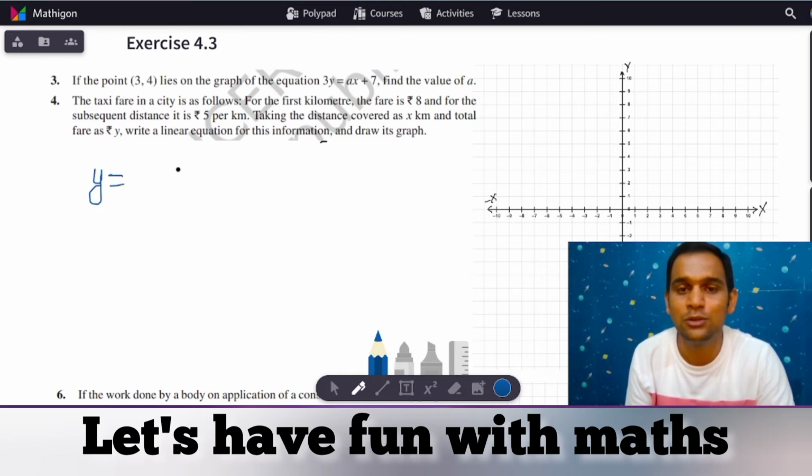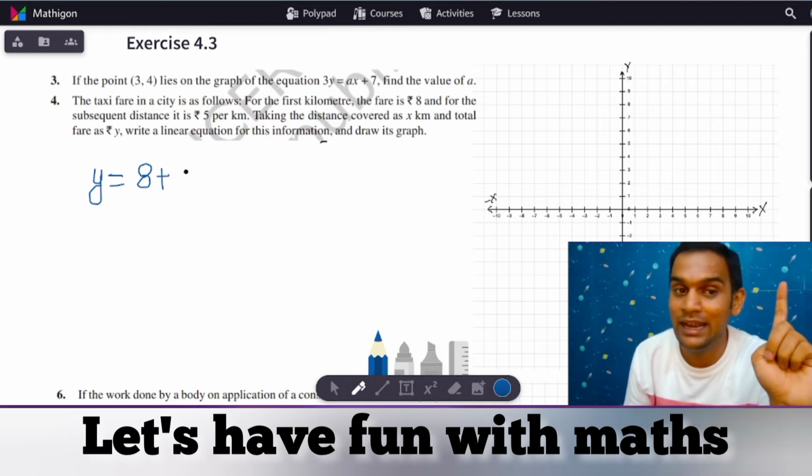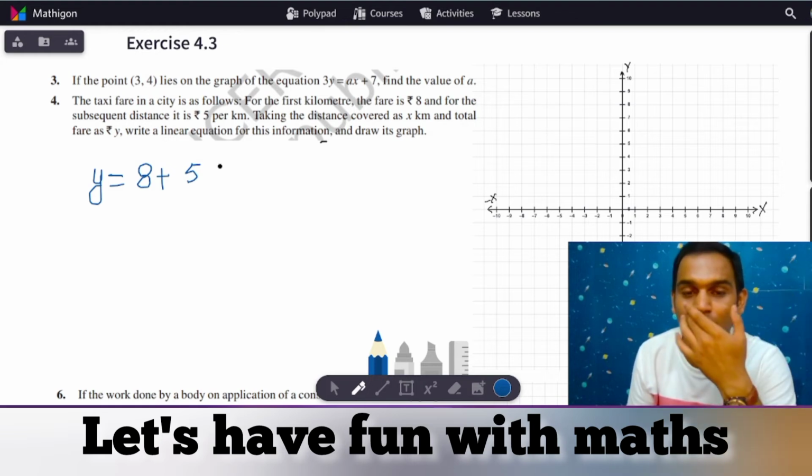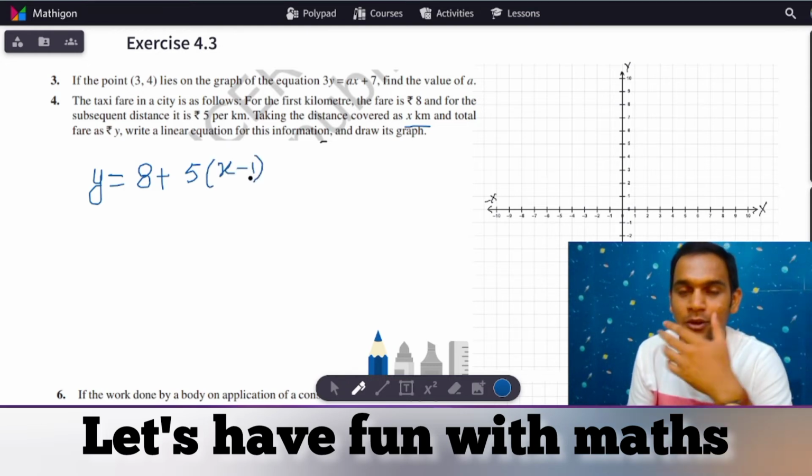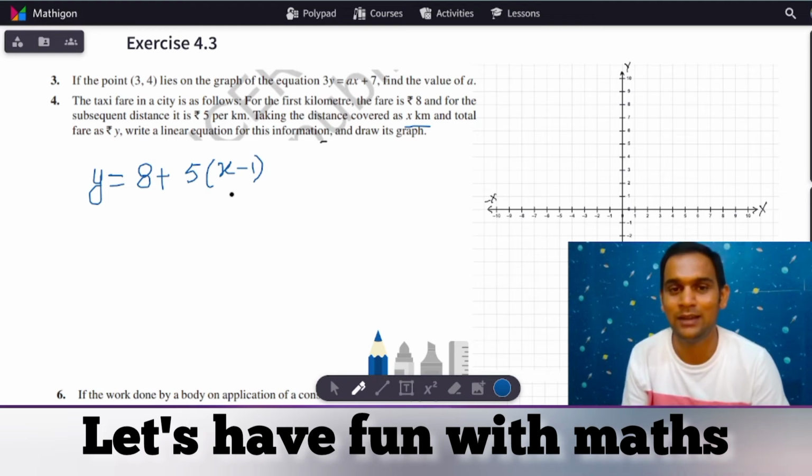Now y will be equal to the first kilometer, which is 8 rupees. It is fixed. For the first kilometer, 8 rupees is fixed. Now for the rest of the kilometers. So what is the rest of the kilometers? Total distance is x, so x minus 1, right? So x minus 1 is the rest of the kilometers which is left for us. I hope that makes sense.